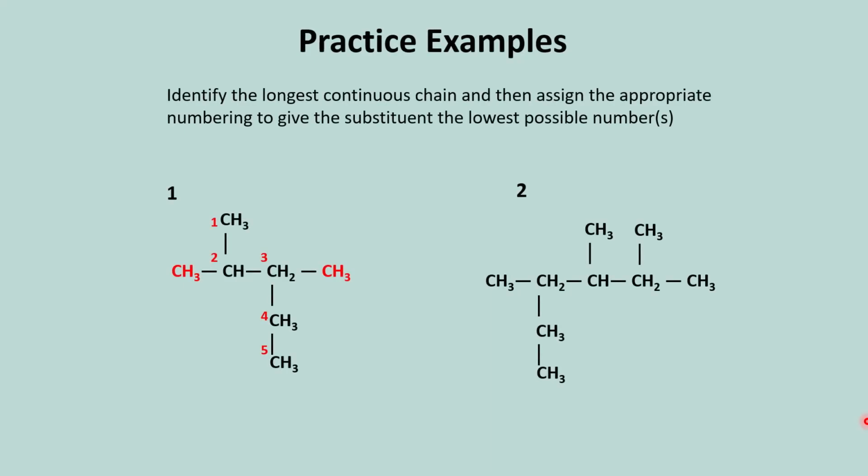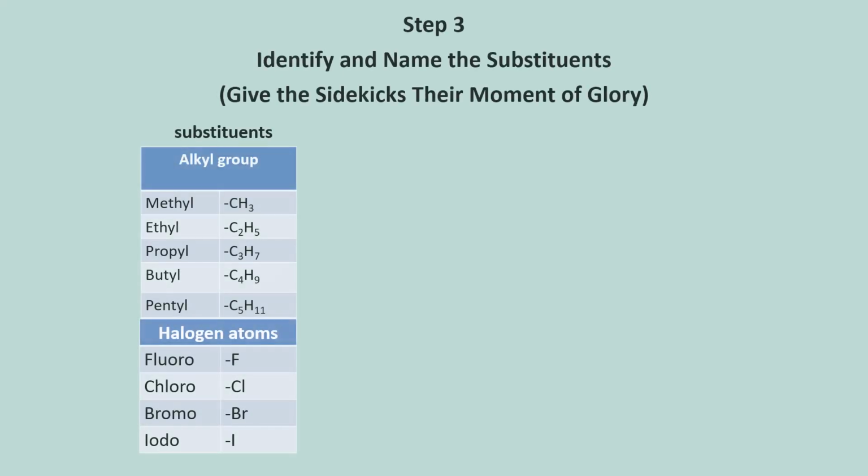Let's move on to our third step: identify and name the substituents. There are many types of substituents in chemistry, but in this tutorial I'll only talk about 2 groups: the alkyl group and the halogen atoms. For the alkyl group, the examples are methyl, ethyl, propyl, butyl, and pentyl. For the halogens, we have fluoro, chloro, bromo, and iodo, from fluorine, chlorine, bromine, and iodine respectively. It is your responsibility to keep these substituents in mind.